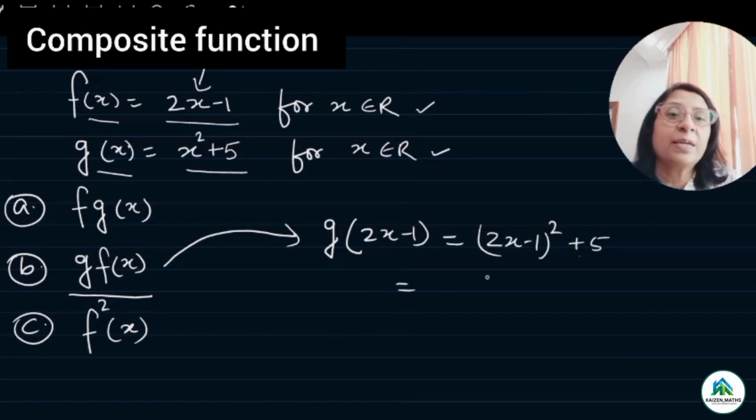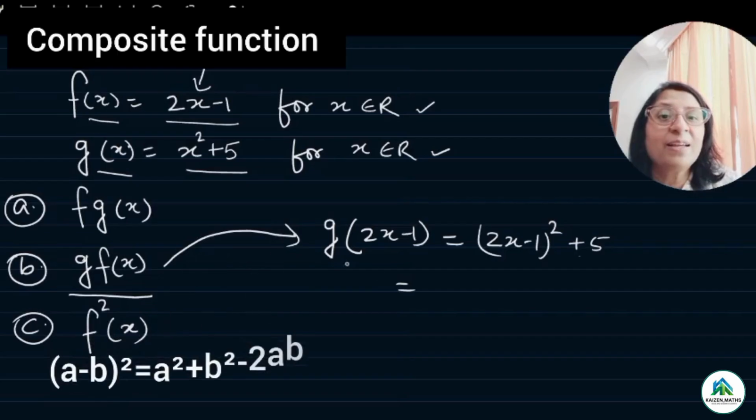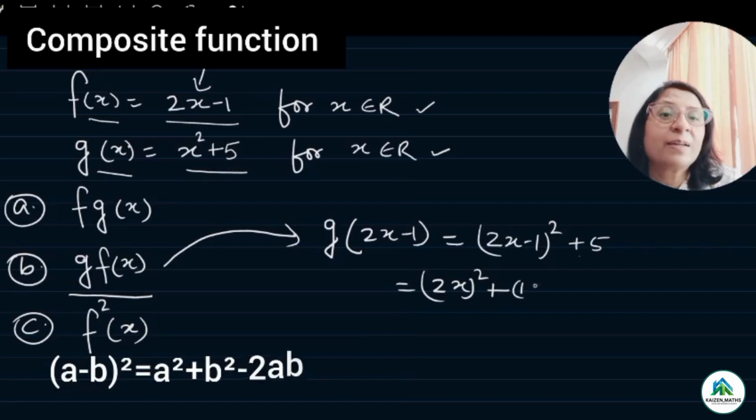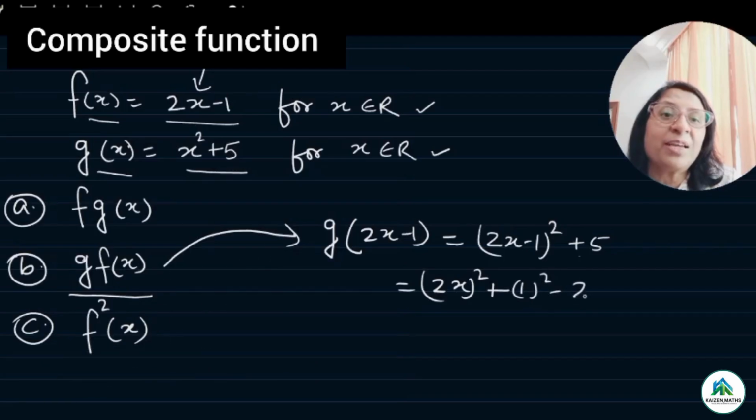How to solve this? A minus b whole square. So don't make the mistake of writing a square plus b square or a square minus b square. This is a square plus b square minus 2ab, right? So 2 multiplied by 2x and multiplied by 1, plus 5.